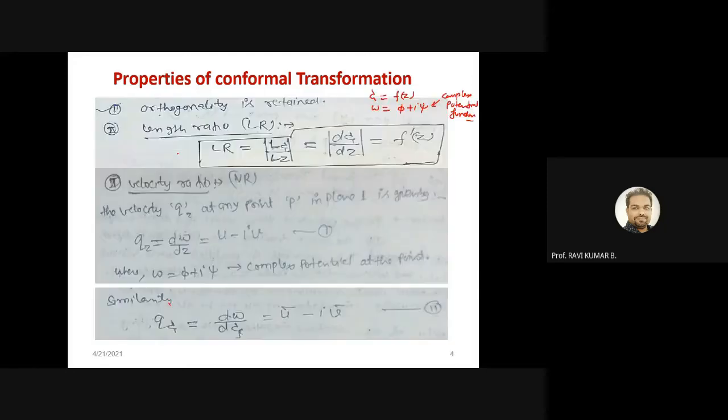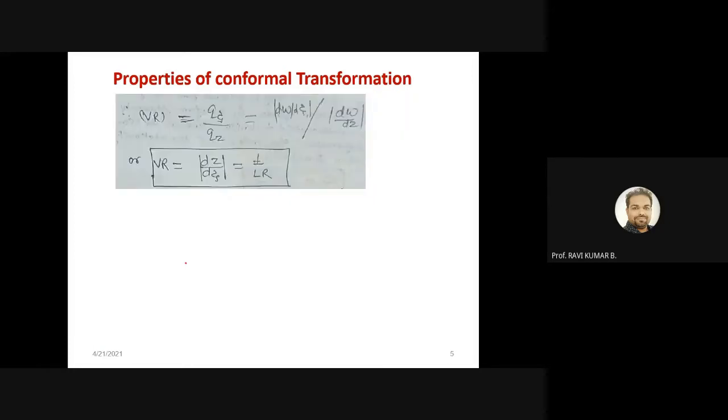All right. So length ratio is given here, L zeta divided by Lz. Velocity ratio also can be defined as velocity in zeta divided by velocity in z. Velocity at zeta you know, dw by d zeta, and velocity in z, you know, dw by dz. If you divide these two terms, you will get the velocity ratio. When you divide that, you find that it is inversely proportional to the length ratio. So this is the one thing.